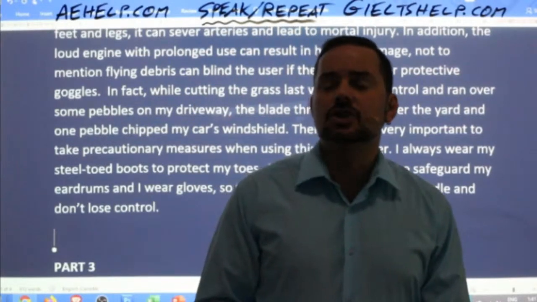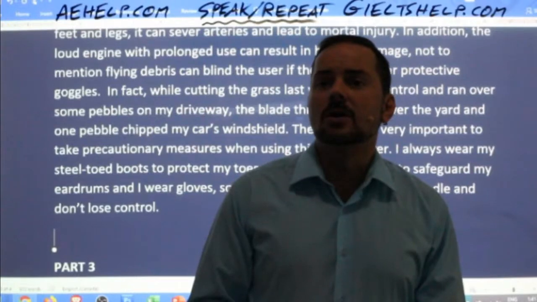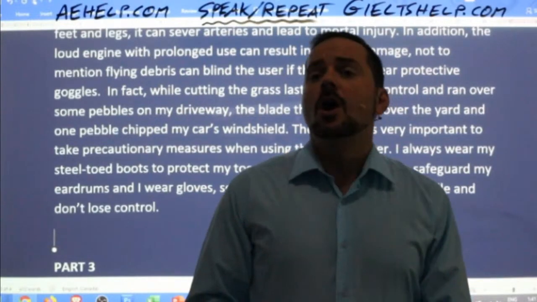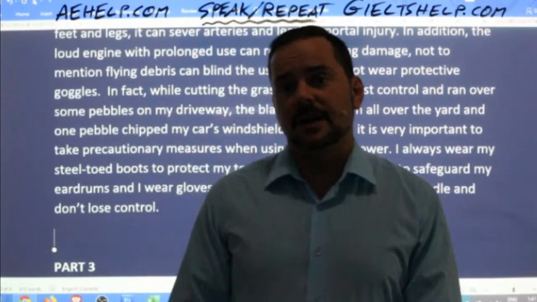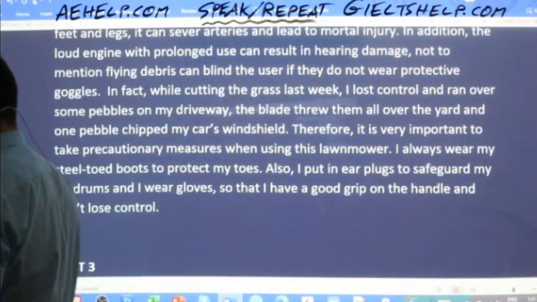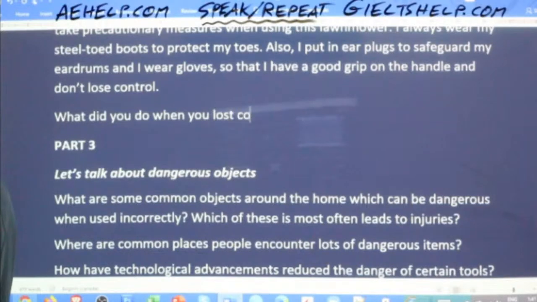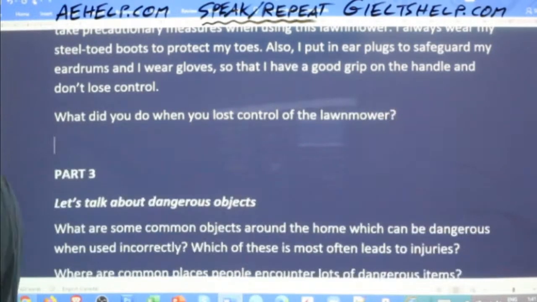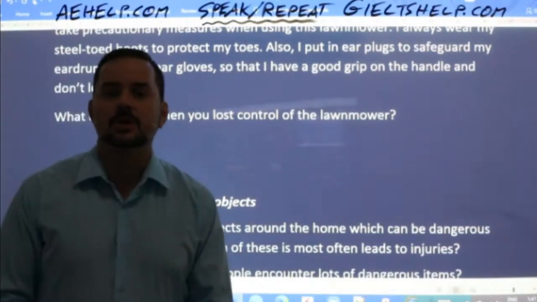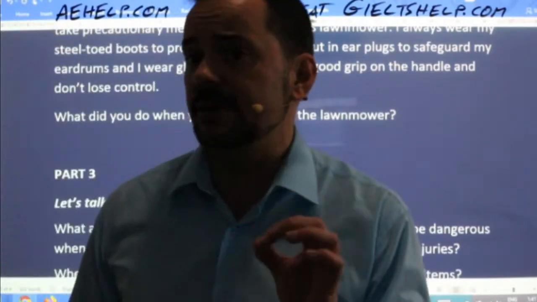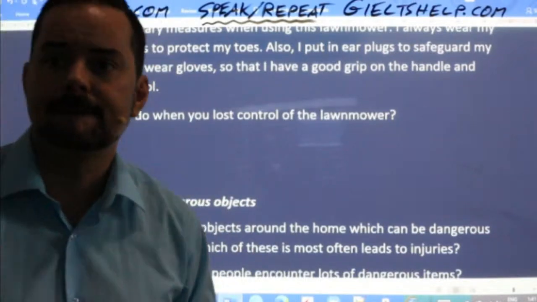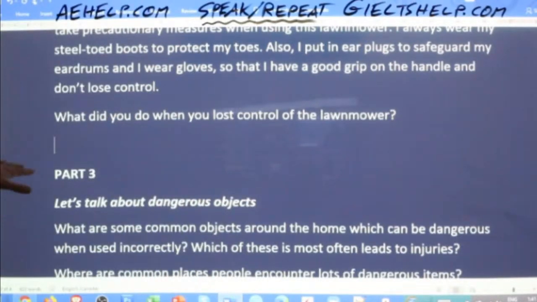Oh, it says, what should you do if you get wrong with dangerous objects? Okay, Ois, be specific, okay? So, Ois, something like this. What did you do when you lost control of the lawnmower? Okay, that could be a good question. So again, the question will be specific, okay? All right.